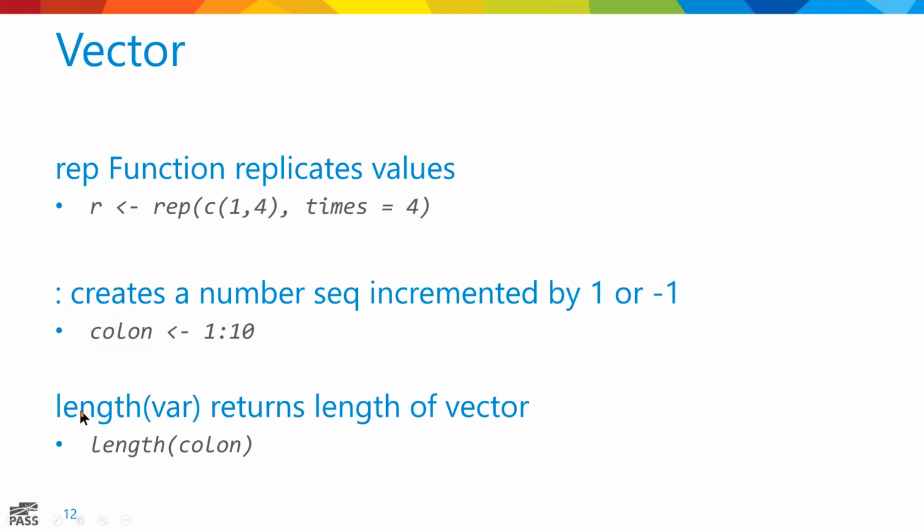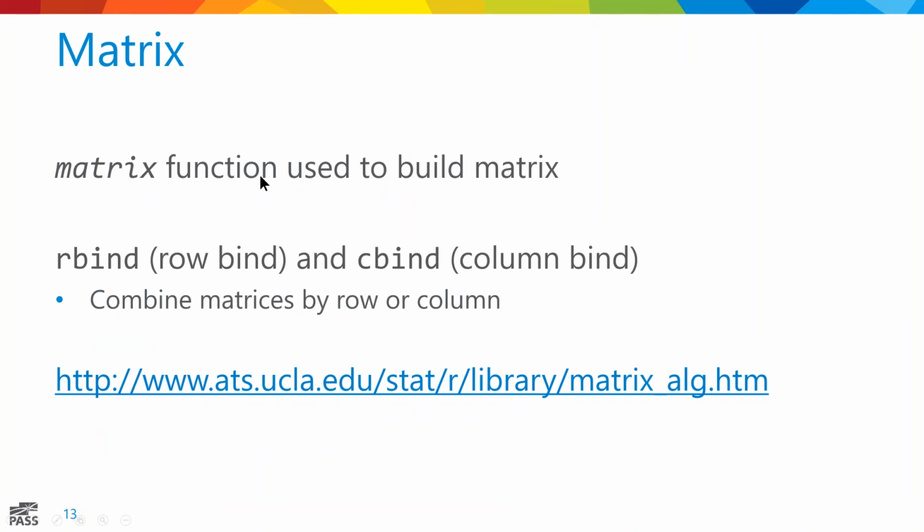An important function to know is the length function. I created this vector called colon, 1 through 10. So there are 10 numbers in here. If I did length of colon, it would return 10. Now matrices: the matrix function is used to build matrices. And then there are also rbind and cbind. You can think of rbind as like a union. If you're familiar with SQL, you can think of it like union all. If I had 2 matrices and I wanted to combine them together, I can use rbind to do that. And cbind, you can think of it like a join, where I can take matrices and join them together based upon the columns.